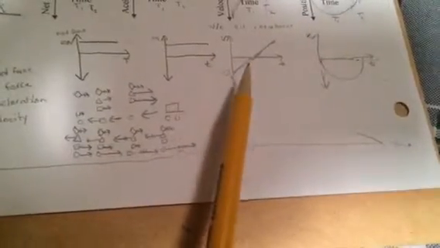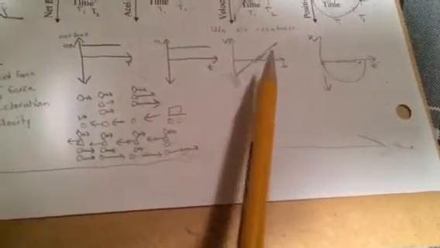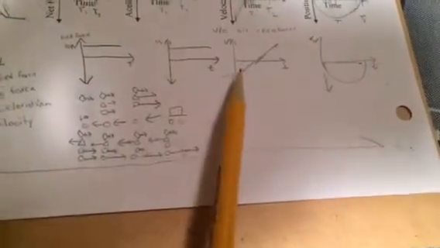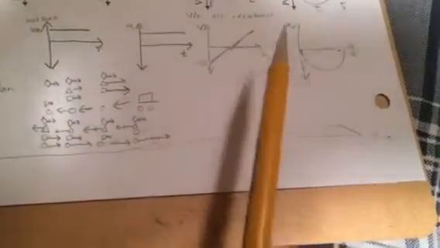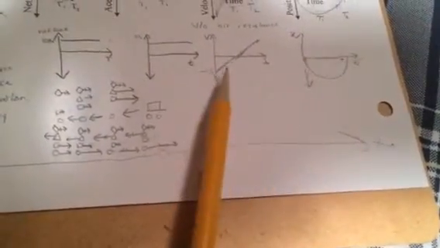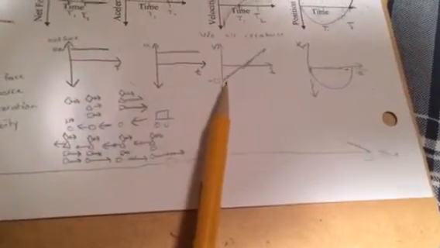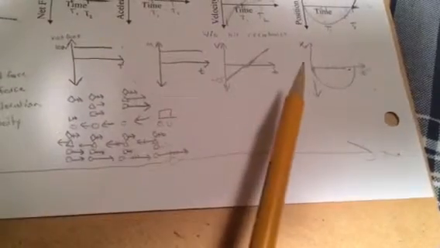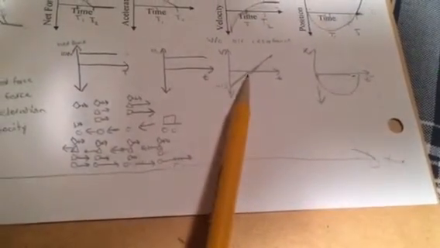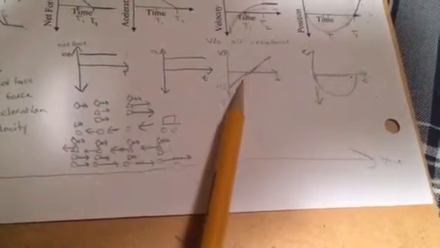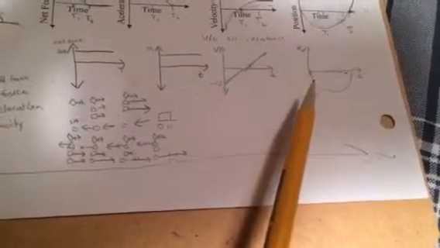Then velocity will be increasing, but because acceleration is constant, the slope of the velocity will be constant, because acceleration is the slope of velocity versus time. So there you go with that. And then the position graph: up until right here, the velocity graph is negative. So the position graph is going to be decreasing.